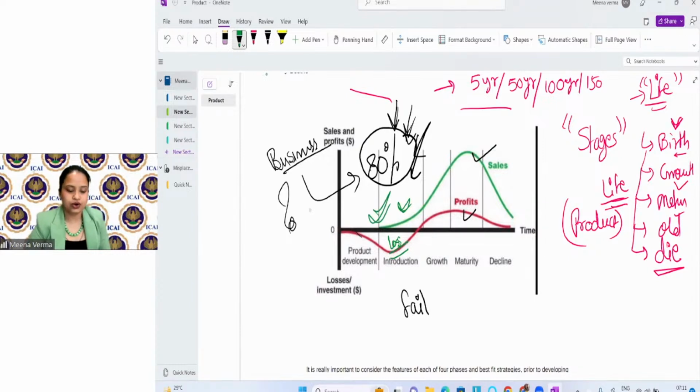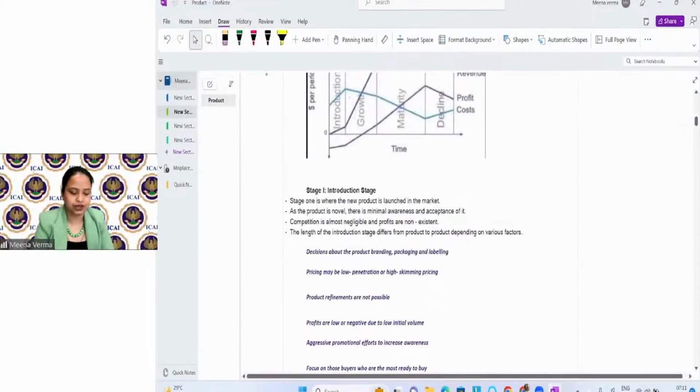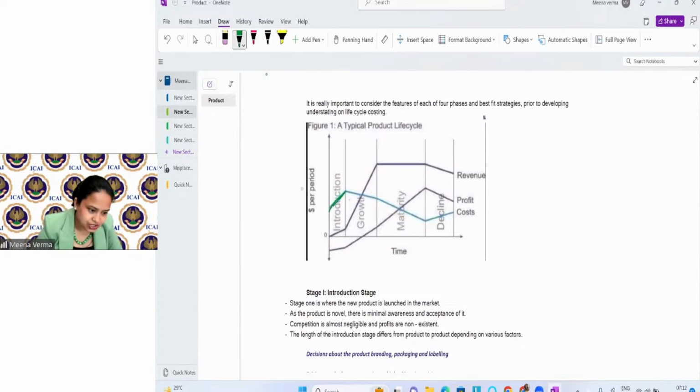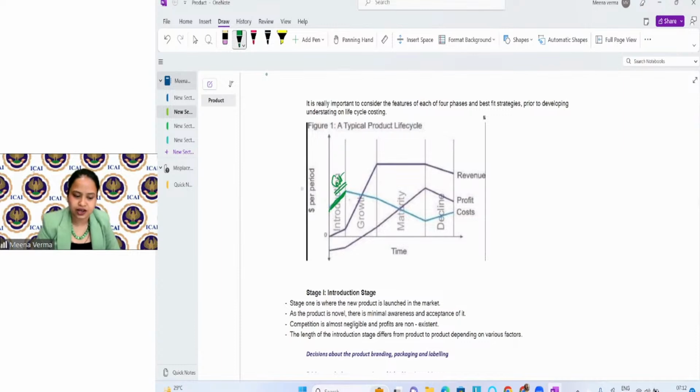Right? Okay, now let's discuss the strategies. One more thing. You can see here, initially the cost is very high. See, this is the introduction stage, no? You can see the cost is very high. In the initial stage or introduction stage, the cost is very high and the revenue is very less. This is the revenue, right? Revenue is very less. So because of that, the company may have losses in the initial stages.